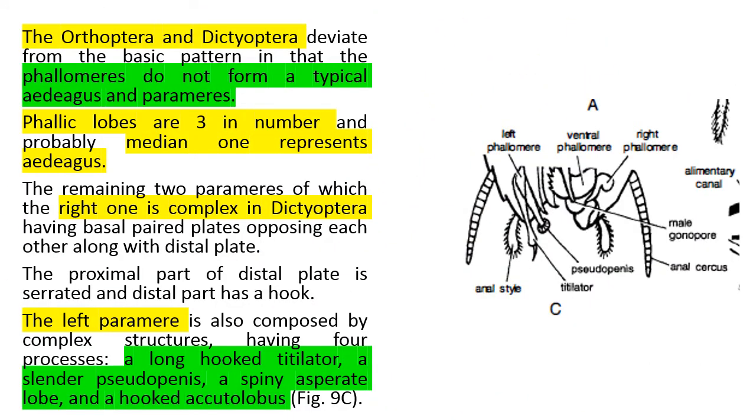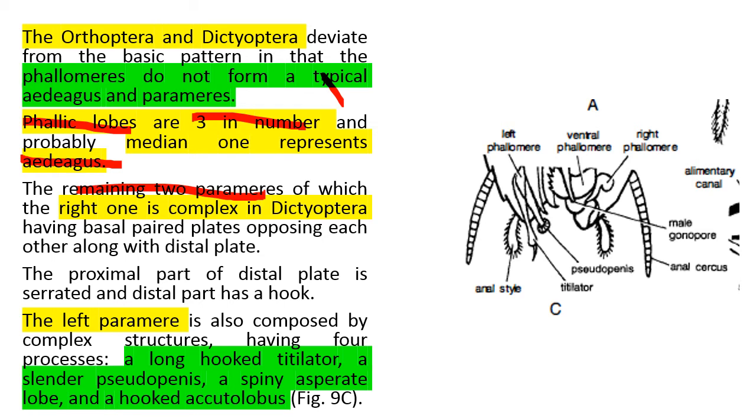Next, we come to the orthopteran and dictyopteran. So we are talking about grasshoppers and cockroaches. If we take these examples, they have deviated from the basic pattern of male genitalia. In what? In that the phallomeres, as they were forming typical aedeagus and parameres, here they do not form a typical aedeagus and parameres. So this is the first differentiation. Here what happens is the phallic lobes, they are three in number. First difference is that they become three in number, and the center one, the median one, is the aedeagus. Okay, so second difference is that. So the remaining two are parameres, one is the right one and one is the left one.